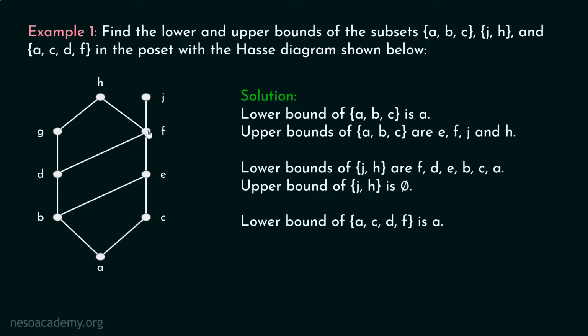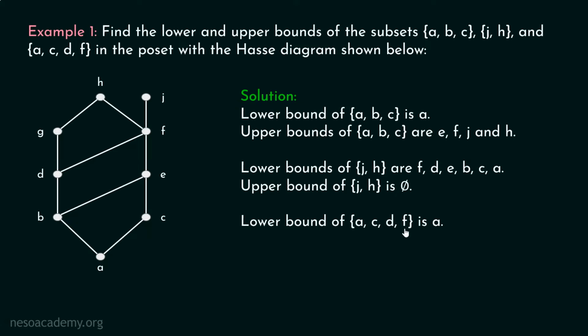If you see the lower bounds, B cannot be the lower bound because A is related to B, but B is not related to A. Similarly, C cannot be the lower bound because C is not related to A, right? A is the only lower bound because A is related to itself, A is related to C, A is related to D, A is also related to F, right? So it is clear that A is the only lower bound of A, C, D, F, right?